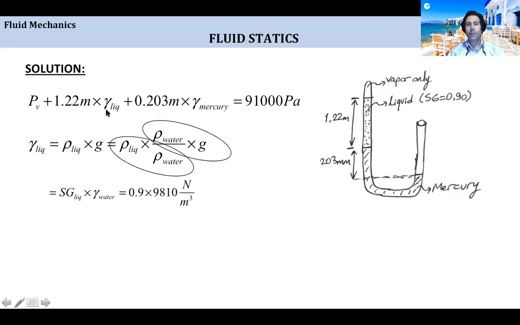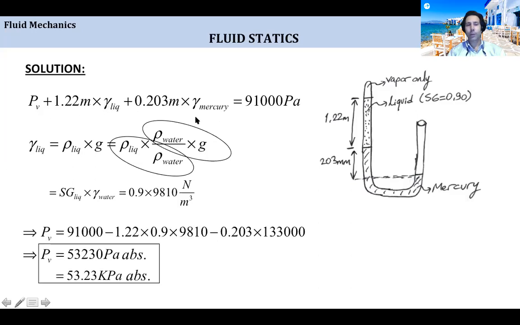So since now we know the specific weight of the liquid, we can plug all of them into this equation, and we can just move these two terms to the right-hand side. So now we have vapor pressure is 91,000 minus 1.22 times specific weight of the liquid, which is 0.9 times 9810. And now this is on the right side, so negative 0.203 times specific weight of mercury, which is 133,000, given in the problem statement. So if you do the calculations, you can show that vapor pressure is equal to 53,230 Pascal absolute. So this is used to show that this is absolute pressure.